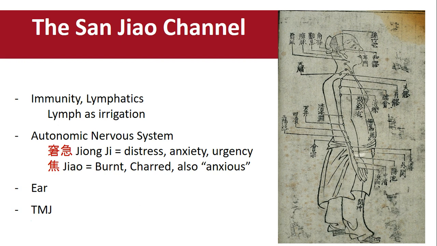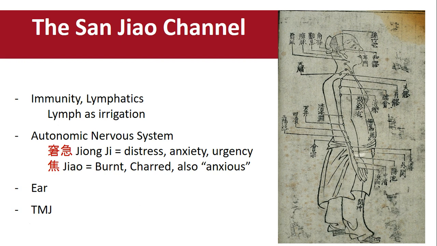Another feature of the Sanjiao is its relationship to the autonomic nervous system. Lingshu 4 describes symptoms of the Sanjiao as similar to ascites, and then Dong Jie, distress and anxiety or urgency. Jiao in Sanjiao is supposed to mean charred or burnt, and Sanjiao means the 3 burning spaces. The character Jiao is a bird that is being roasted on the fire, but its common use tends to mean anxious or worried, as one would be if one were a bird being roasted.